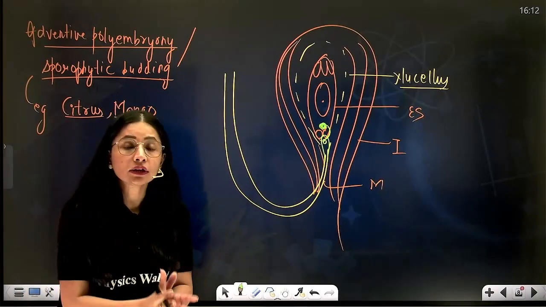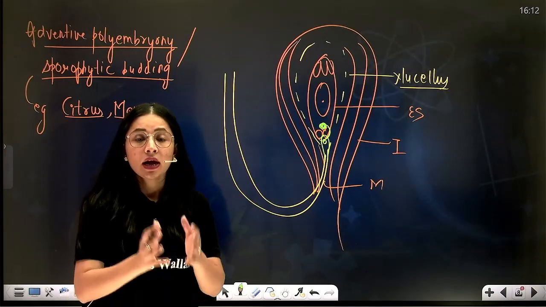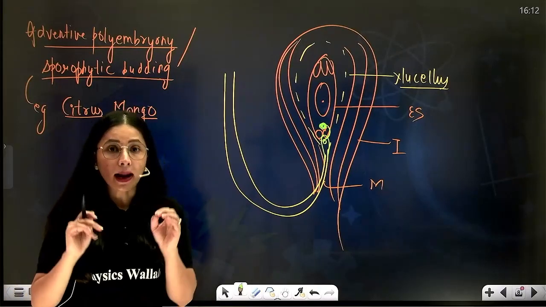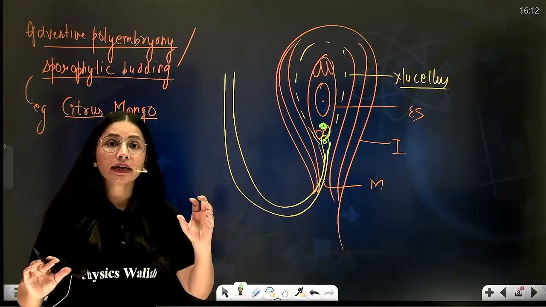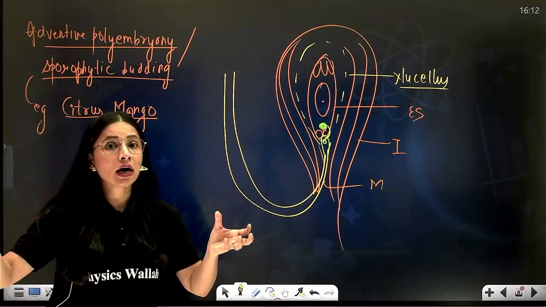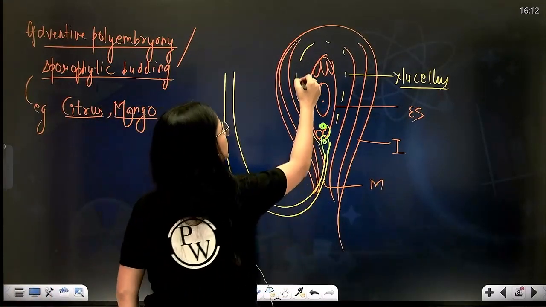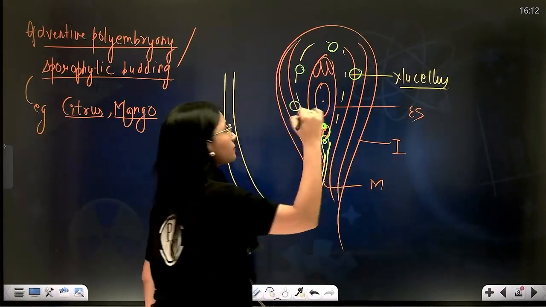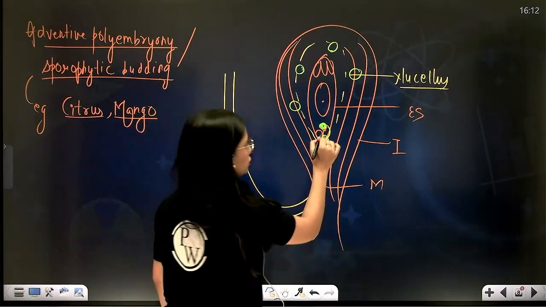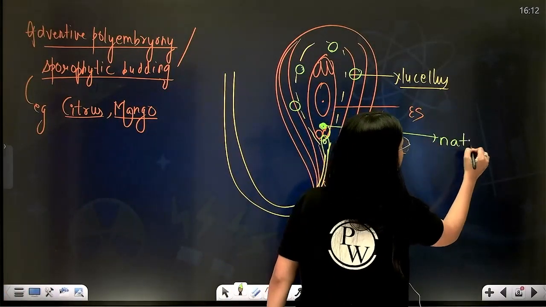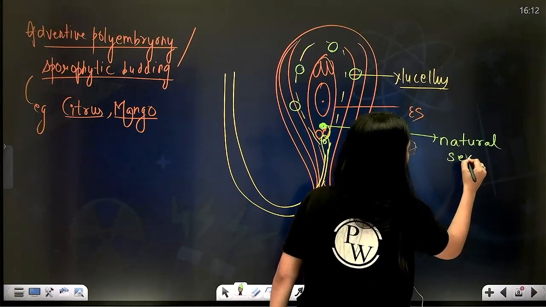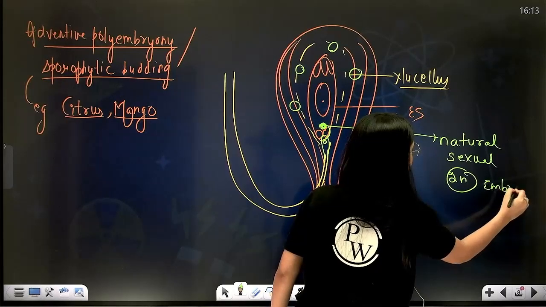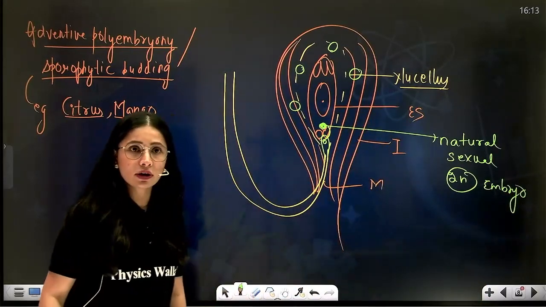But apart from natural fertilization, apart from the natural diploid cell, the zygote that develops into an embryo, some of the integument cells and some of the nucellus cells pop up, they start growing in size. Now they are diploid in nature, so this is a natural embryo. Natural sexual embryo, sexual diploid embryo in case of citrus or mango.